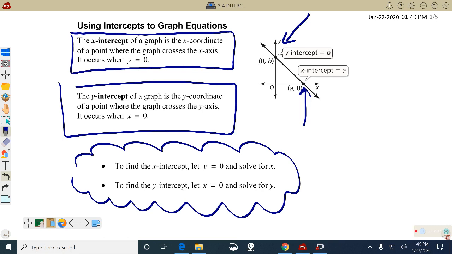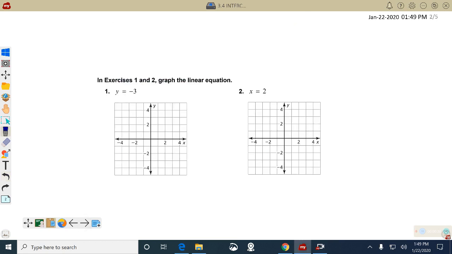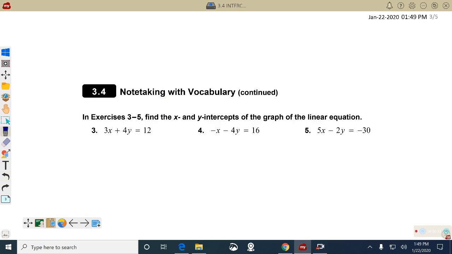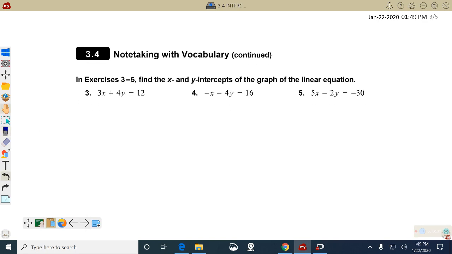Okay, so what I want you to do now is flip your page over, and look at example 3 right here on top. So flip the page over. And look at the mission. Find the x and y intercepts of the graph of the linear equation. Find the x and y intercepts.